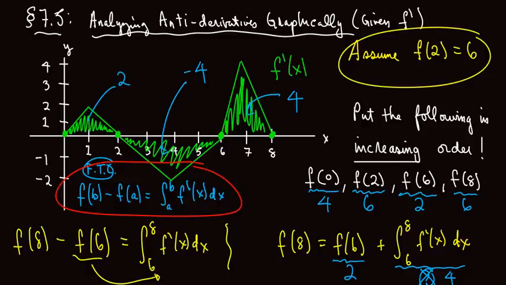Okay, but you could have also used 8 and 2, but you would have had to add negative 4 to that when you were computing the integral, because you'd be computing the integral from 2 to 8 in that case.